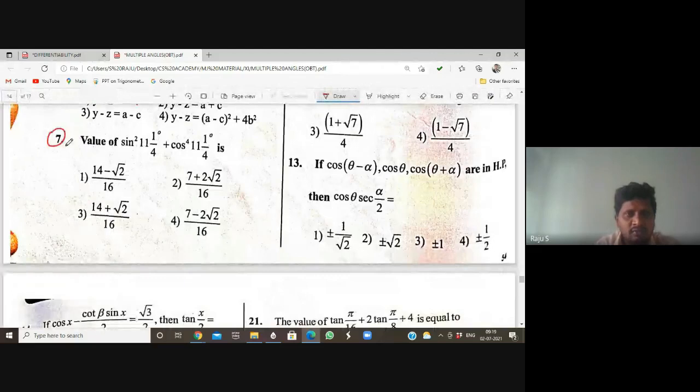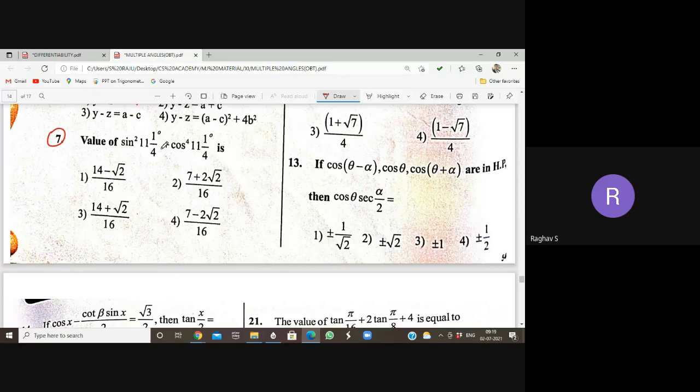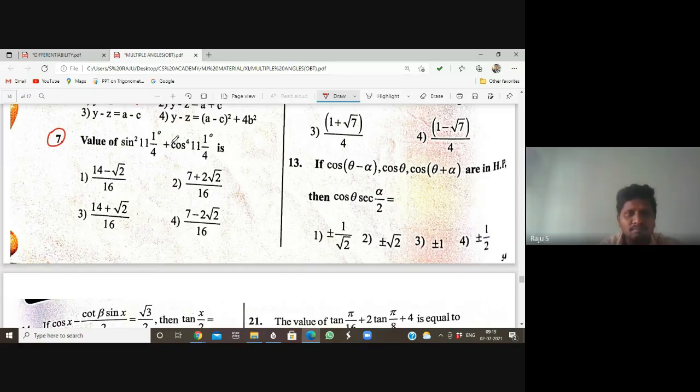The seventh one is: what is the value of sine square 11 1 by 4 degrees plus cos power 4 11 1 by 4 degrees? Students, is equal to what? Sine square 11 1 by 4, if we simplify, 44 plus 1, 45, so it is 45 by 4.